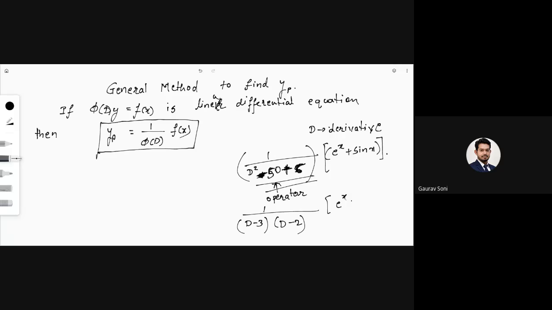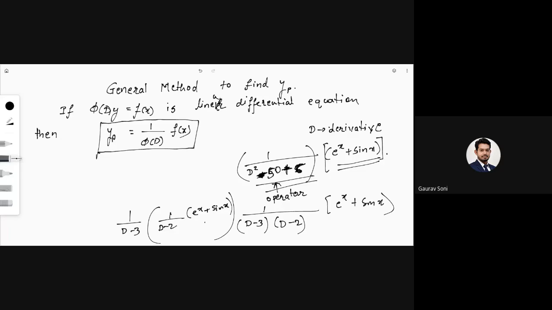Acting on e to the power x plus sine x. To understand how this operator operates on this function, it will be better if I see how the operator 1 upon D minus 2 operates on e to the power x plus sine x. So first, I will operate 1 upon D minus 2. Whatever answer I get, I will then operate D minus 3 on it.